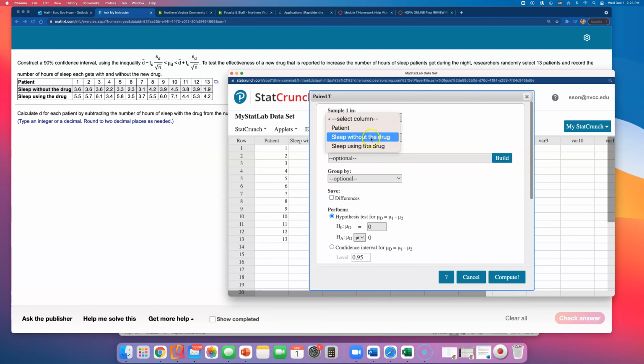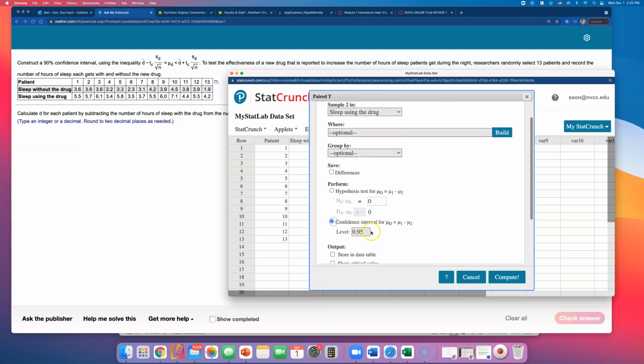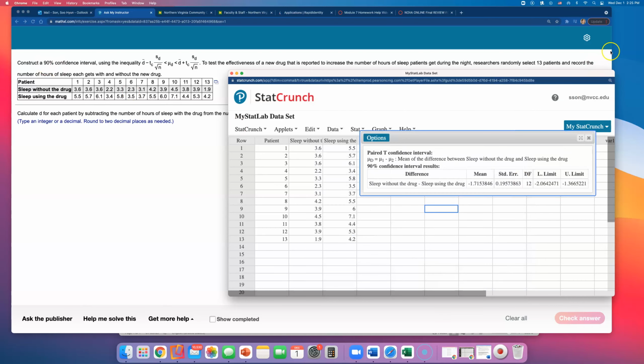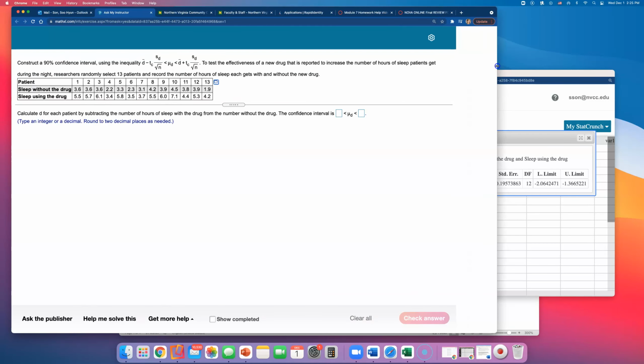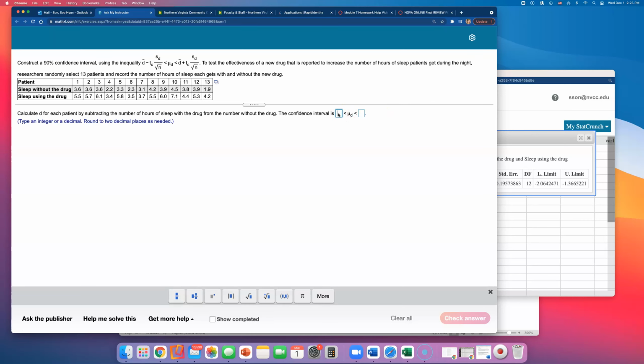And we have sleep without drug as our sample number 1, and sleep using the drug as sample number 2. Now we're constructing a confidence interval. Scroll down a little bit. We just are going to change that to 0.90 for the level of confidence they want. And then all I have to do is click compute. And that's how you can find the confidence interval. It's easy, but we should be able to know how to interpret this, okay? The lower bound is negative 2.06, and the upper bound is, now how do they want us to round it?